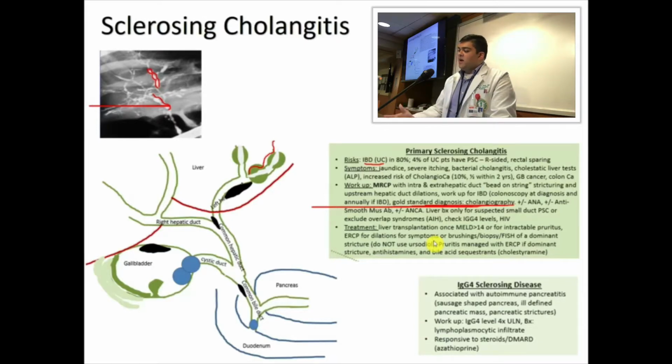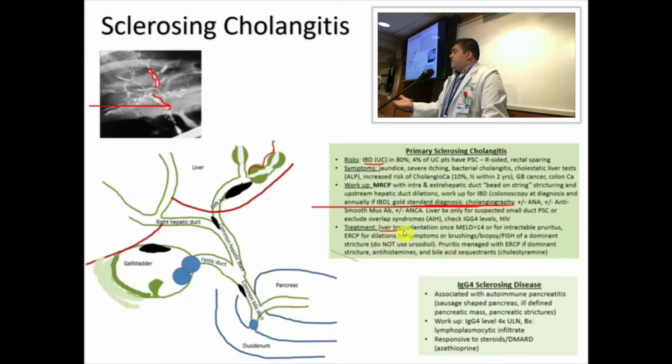So, you do MRCP, you check the antibodies. Liver biopsy, you really only have very specific reasons for doing that. It's going to be if you think that they have small ductal disease, and also if you want to exclude an overlap syndrome, such as with autoimmune hepatitis. Just check an IgG4 level to make sure they're not having IgG4 sclerosing disease, and as always, check an HIV screening as well. So how do you treat?